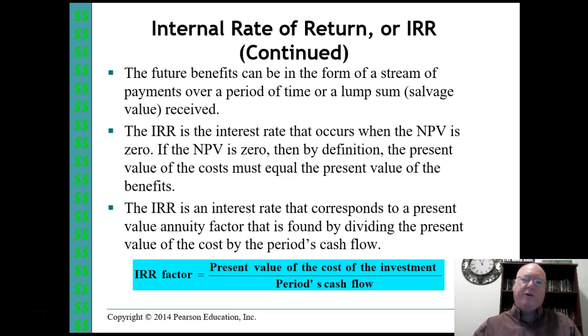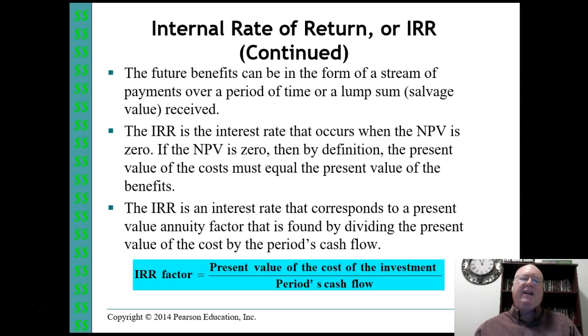You can turn it in and sell it for $2,000 or whatever the appropriate amount is. So you're going to be taking into account the present value of that stream. And the IRR is the interest rate that occurs when the net present value of these cash inflows and cash outflows is zero. And if the net present value is zero, then by definition, the present value of the cost must equal the present value of the benefits itself.